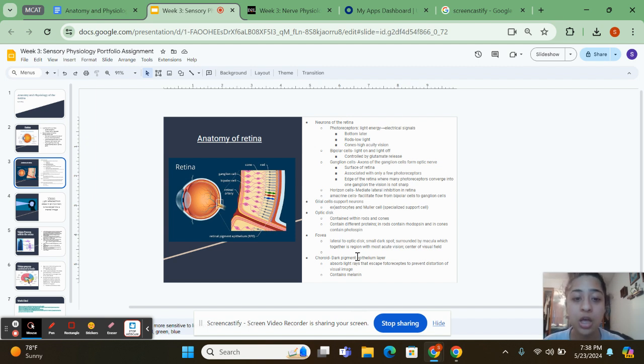Ganglion cells are where the electrical signal will go from the bipolar cells, and it's actually the axon of the ganglion cell where the optic nerve forms. Just to give a little context, the optic nerve is what allows the electrical signal to go from the eye to the brain, and the place where the optic nerve enters the eye is called our blind spot. That's an area where you can't really see anything.